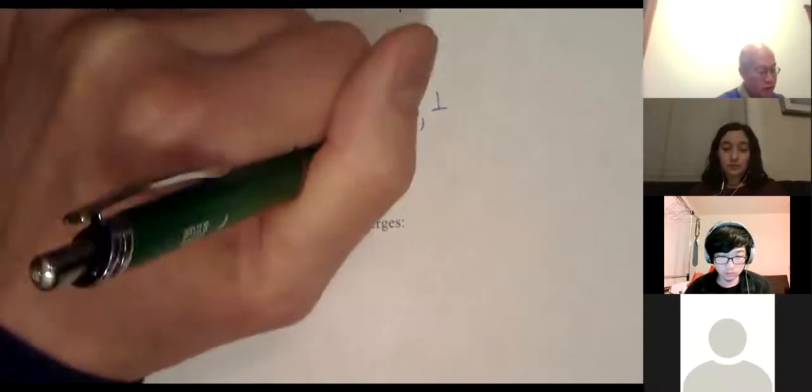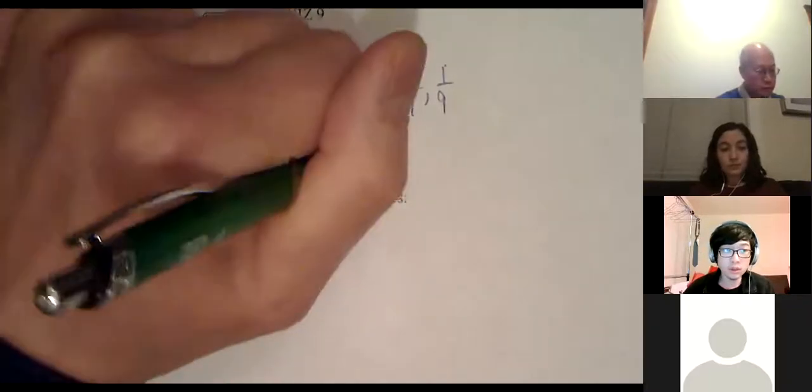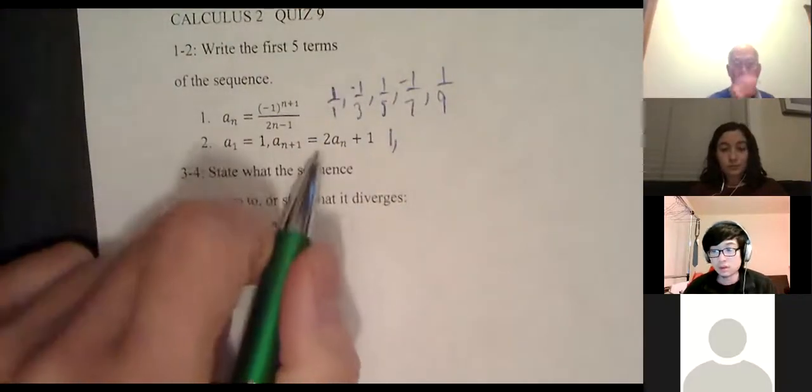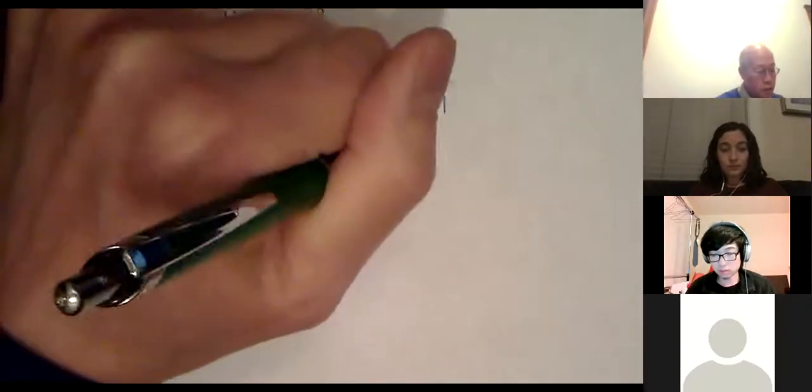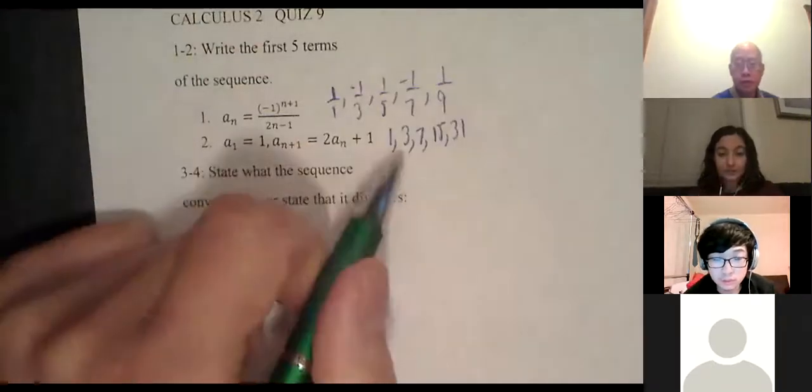So just the numerator would go +1, -1, +1, -1, +1. Okay, you plug in 1, you get 1. Plug in 2, you get 3, 5, 7, 9. This one, you basically double and add 1. So you keep doubling and add 1: double, add 1, double, add 1, double, add 1, double, add 1. That's pretty much about it.